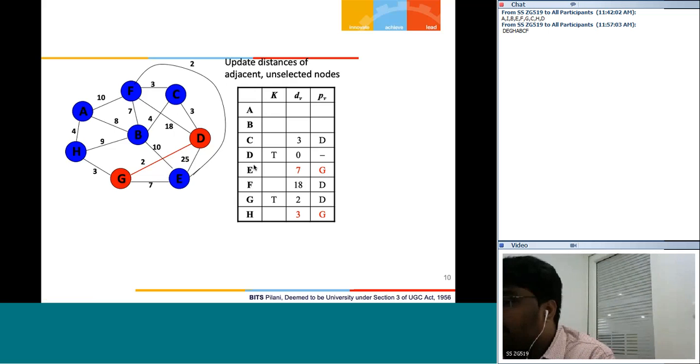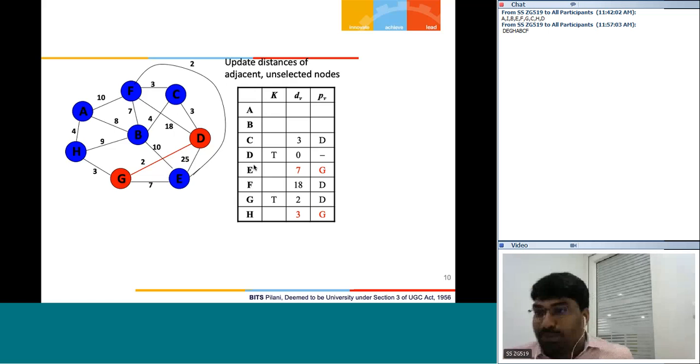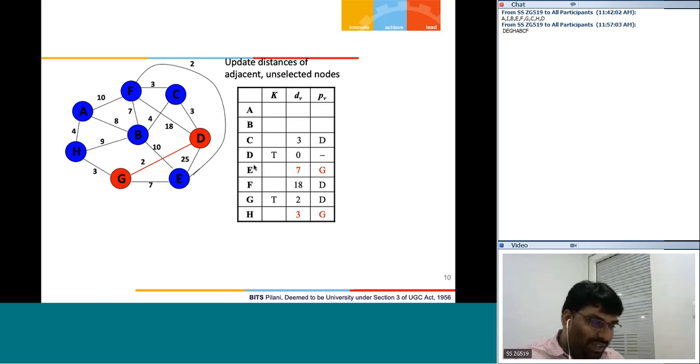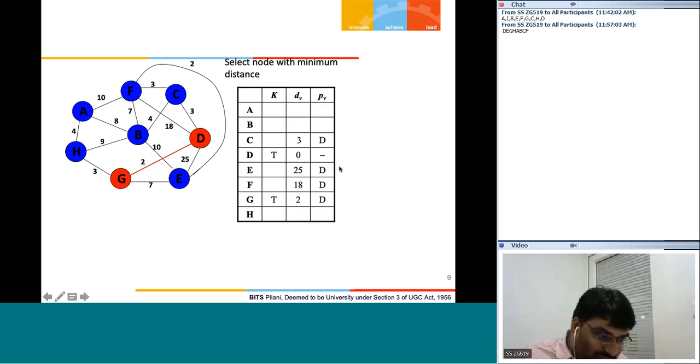You understood that? If I write 9, it is going to be the path. If I write it as 7, it is going to be the weight of the edge. That is the only difference between Dijkstra's algorithm and Prim's algorithm. If the path between D and E is less than 7, then E need not be updated. Yes, very good question. Instead of this being 25, let's say it is 5. Then you don't do the update.